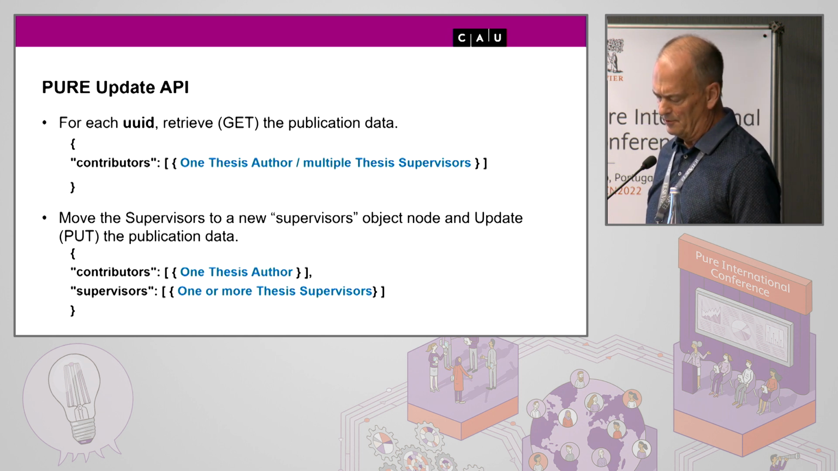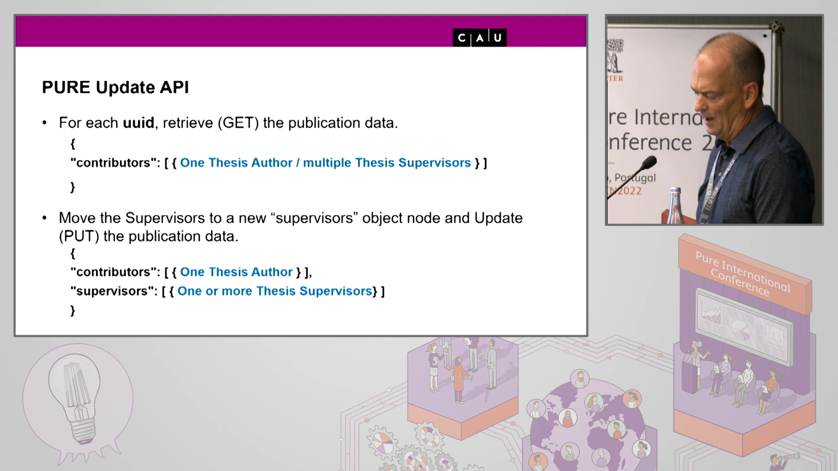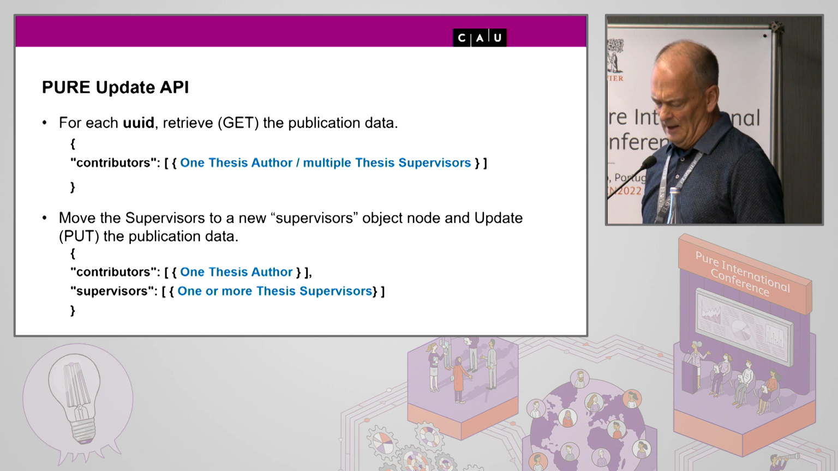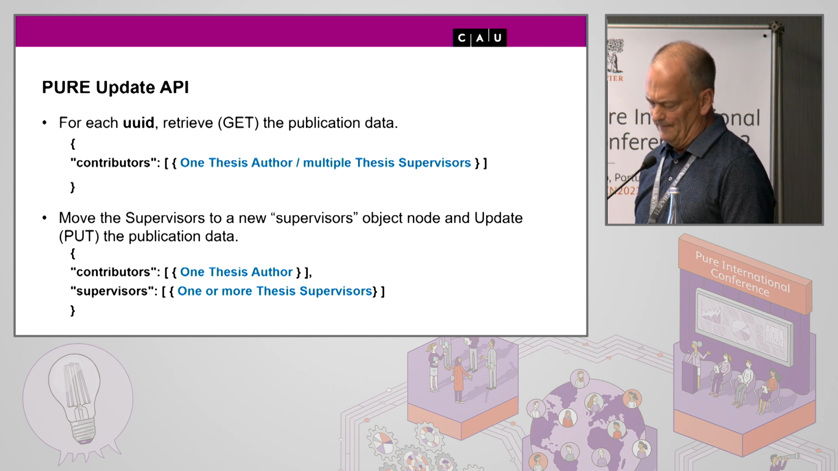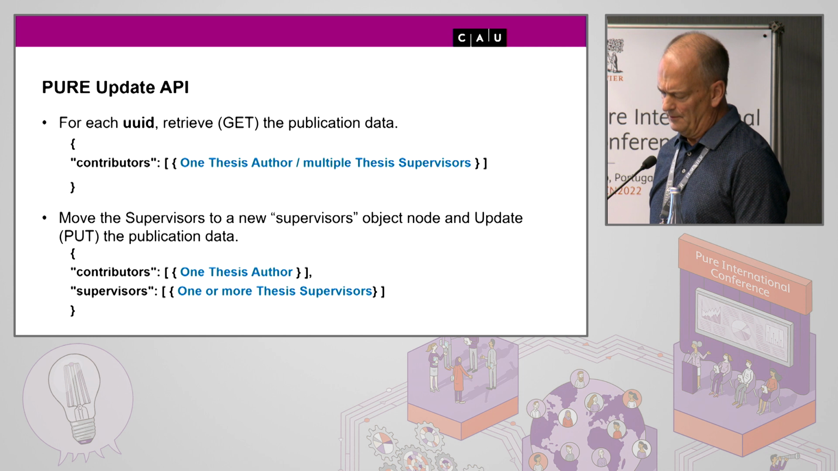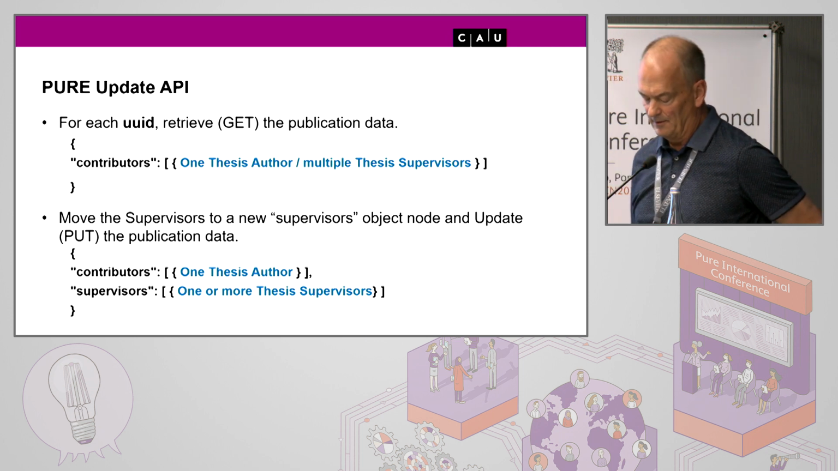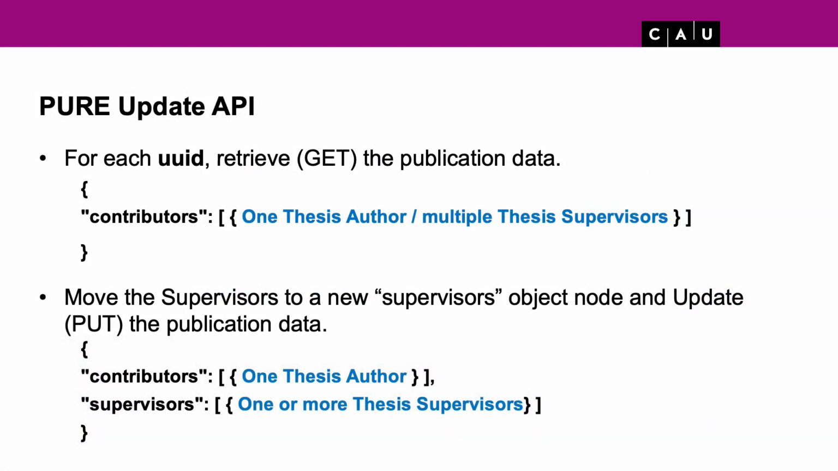The Python update program performed the following operations for each of the 4,900 publications. It retrieves the publication data in JavaScript object notation. In the data definition, it then creates a new supervisor's property and moves the desired person data to the supervisor property. Finally, the program writes the updated properties back to the Write API using the put method.